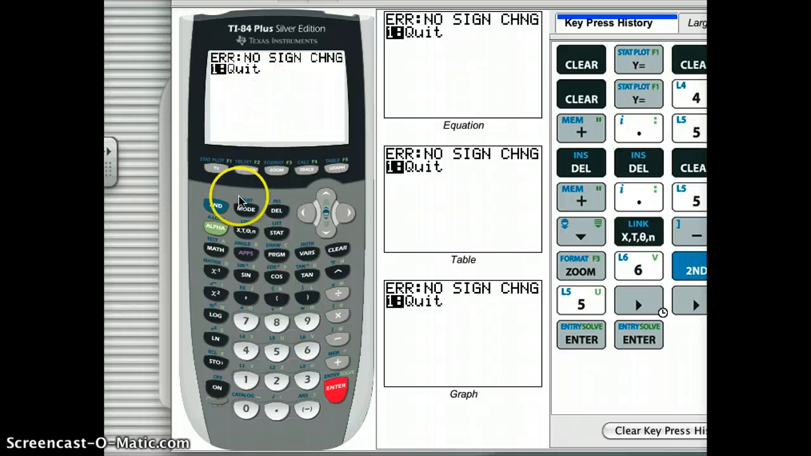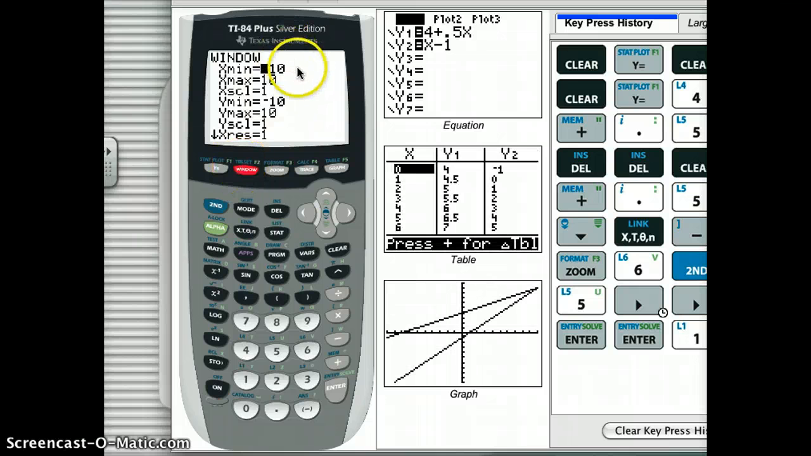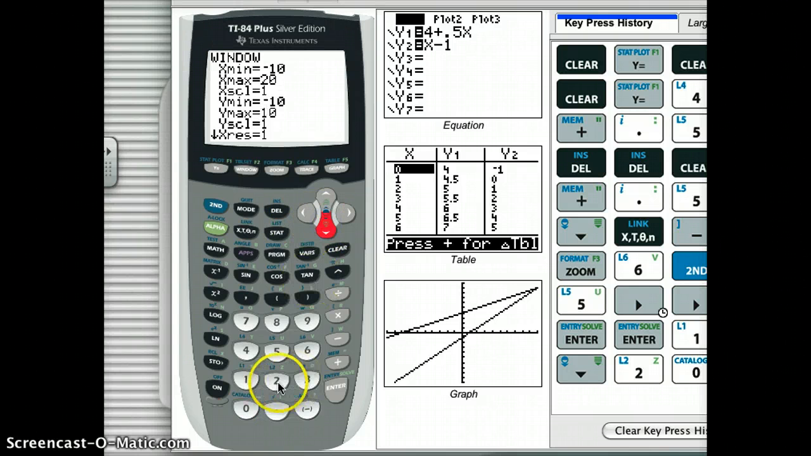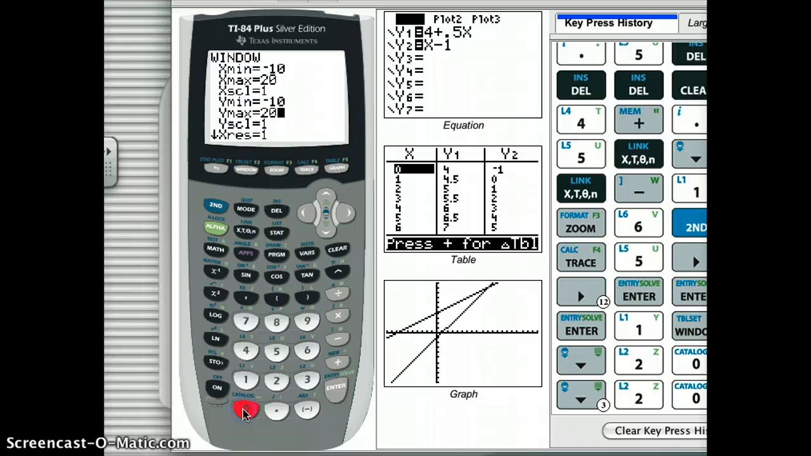Mine did not see a sign change, and that's probably because my window wasn't big enough. So you might have that problem sometime again. So I'm going to change my viewing window. Right now it was only going from -10 to 10. It looked like to me that it was up in the top right. So I'm going to make my X max a little bigger, maybe 20. And I'm going to also make my Y max a little bigger, 20. And then I'm going to try again.